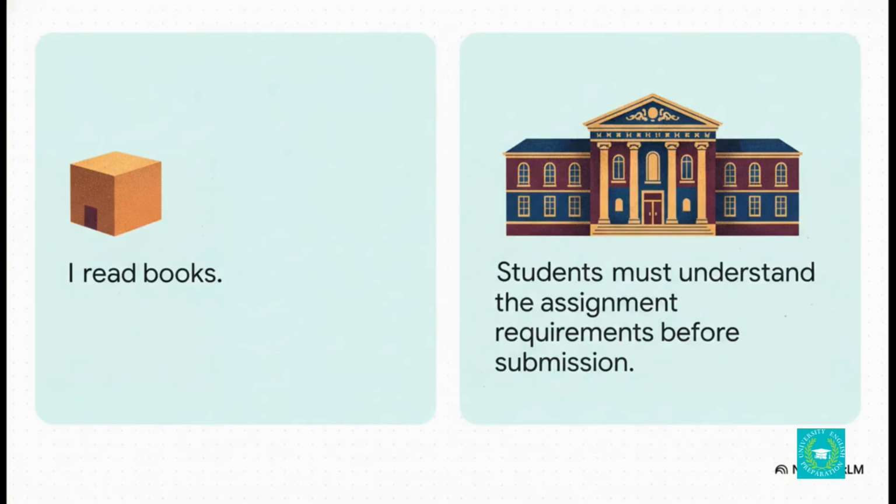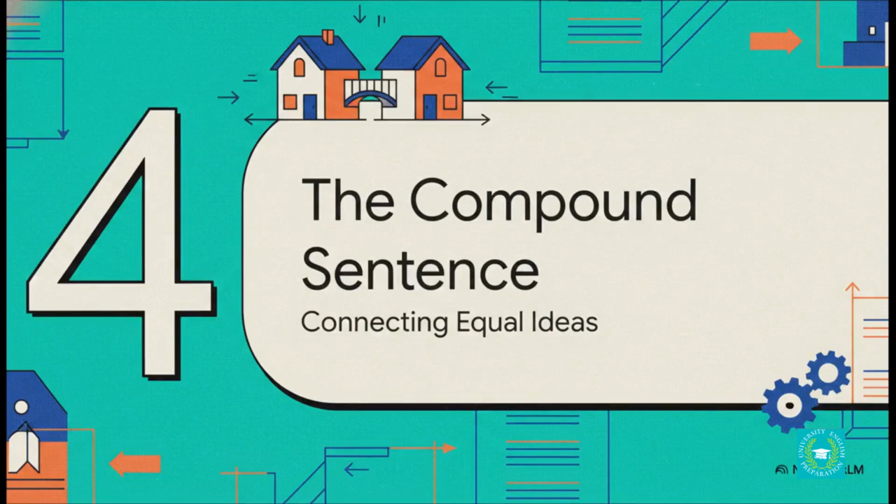And look at this. A simple sentence can be super direct, like, I read books. But it can also be a complex academic point, like, students must understand the assignment requirements before submission. Both of those are simple sentences. Why? Because each one contains just one independent clause. That's the key.